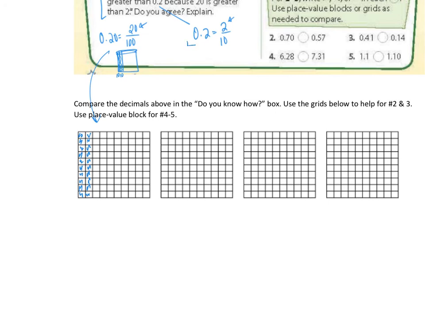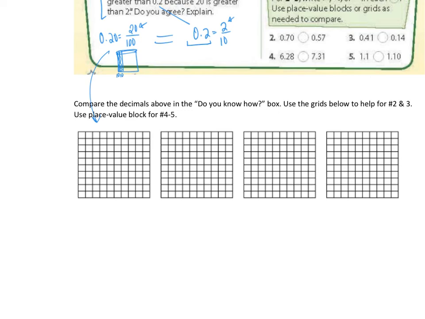Now if you look at this 0.2, which is 2/10, that's 1 whole row, 2 whole rows. That's 2 of the tenths. But look, they're actually equal to each other. So just because you see the number 20, you need to think about what size the pieces are. We're going to erase these boxes because we're going to use them in a minute. I hope that makes a little bit of sense.